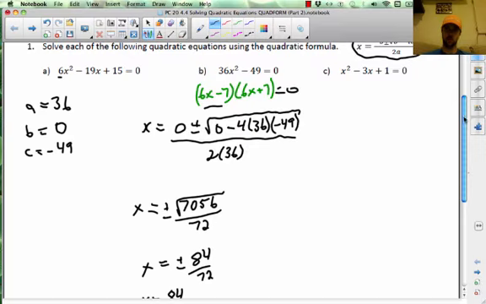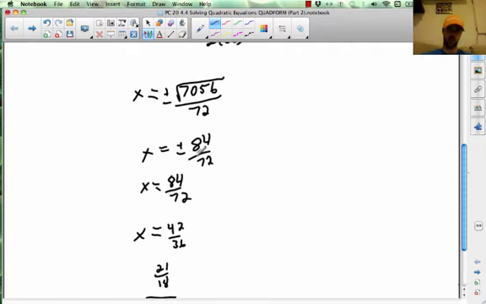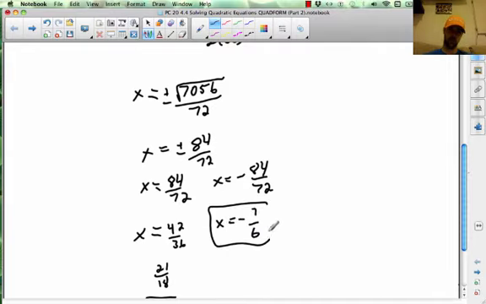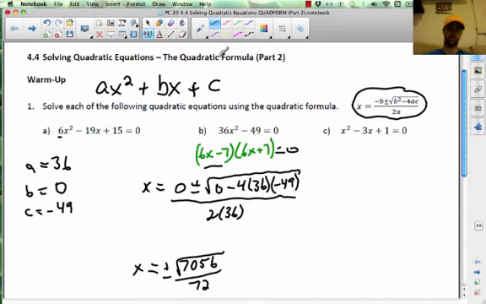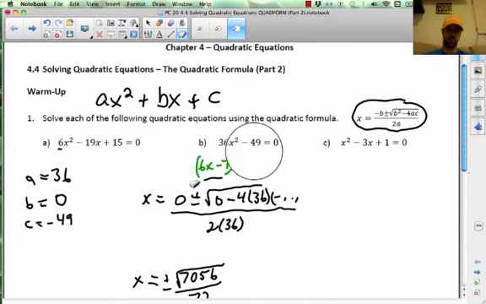Okay, and let's follow our other path then. X equals minus 84 over 72, and of course they will reduce exactly the same way but with a negative sign. So this will be x equals negative 7/6. That's it for that one.